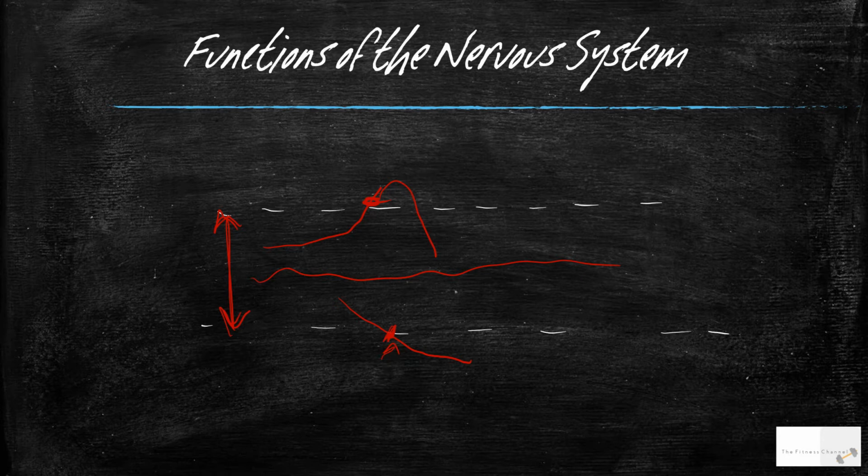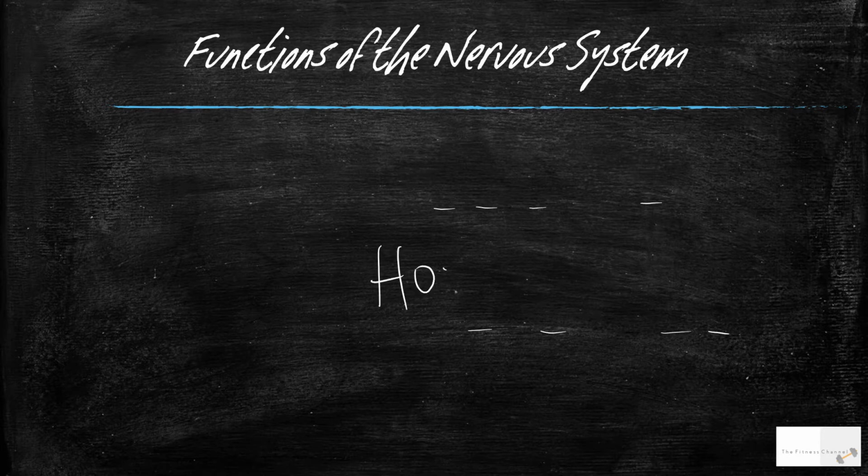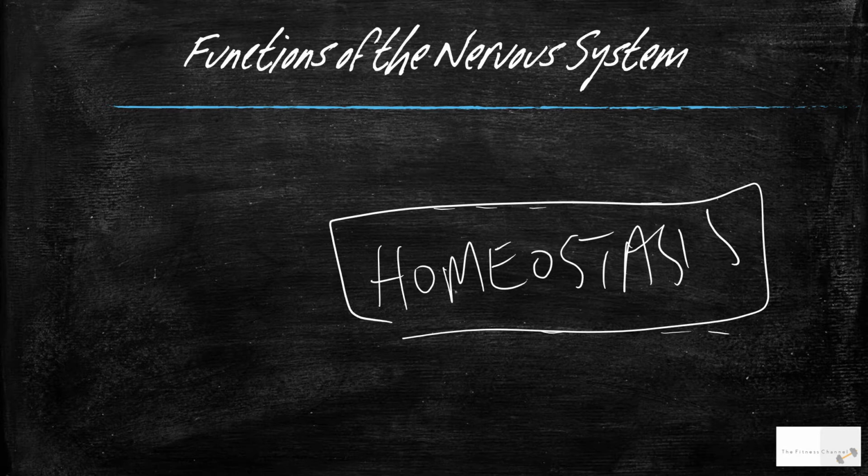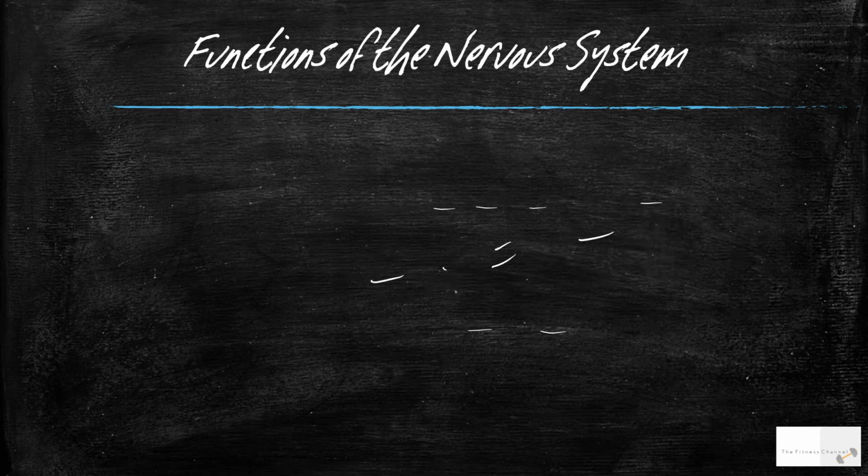Now that little zone in the middle is something we refer to as homeostasis. So homeostasis, or same state, is the aim. Homeostasis, there we go. It's where all of the different levels want to be kept in between.